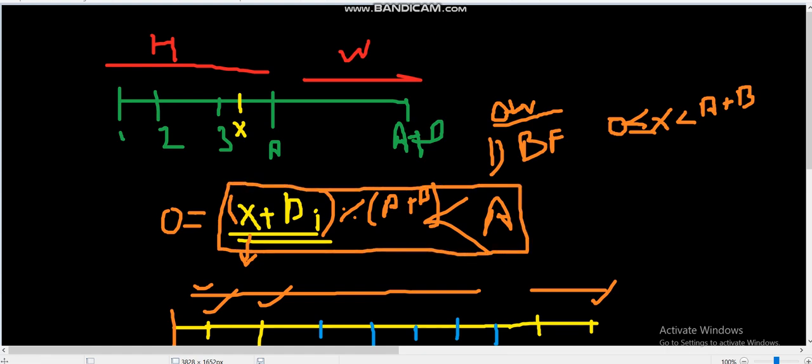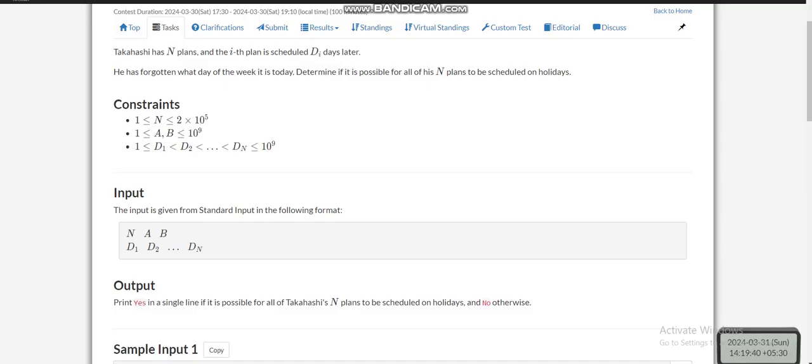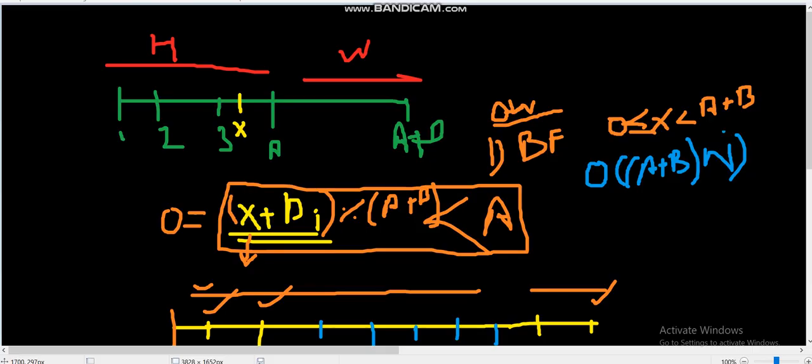Now what is the time complexity of this brute force algorithm? The time complexity is order of A plus B. What is the value of A plus B? Let's look at that later. For every x value we are iterating over all the D_i values, so that will be order of (A plus B) times N. Now let's check the constraints. The constraint on N is 2 times 10 to the power 5, but the constraint on A and B is 10 to the power 9. So we can't include this A plus B factor. So this is definitely not possible.